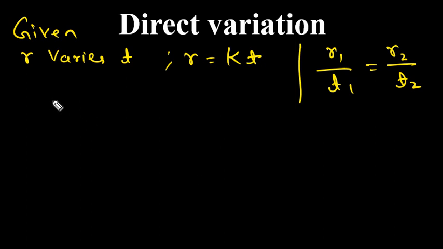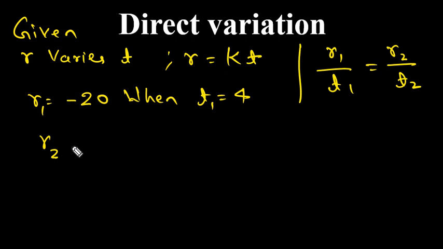The second thing we have: r equals negative 20 when t equals 4. So let's name these r1, t1, and find r, so let's call it r2, when t is negative 6. So let's call it t2. These are the things which I have been given: r1, t1, r2, t2.